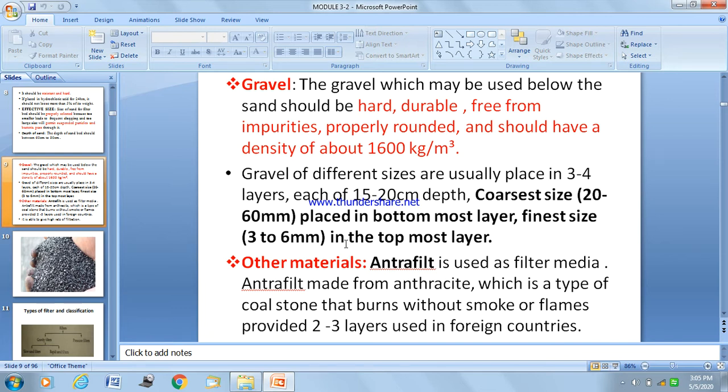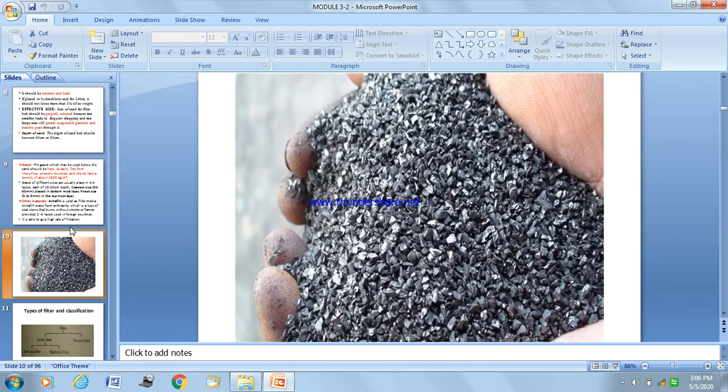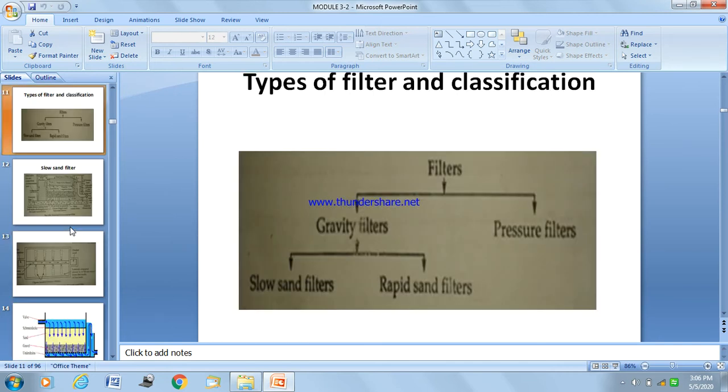So other materials other than the sand and gravel is anthracite filter, which can be used as a filter media, but it is usually used in foreign countries. See, this is the anthracite filter. Now we'll go for the types of filtration and classification.